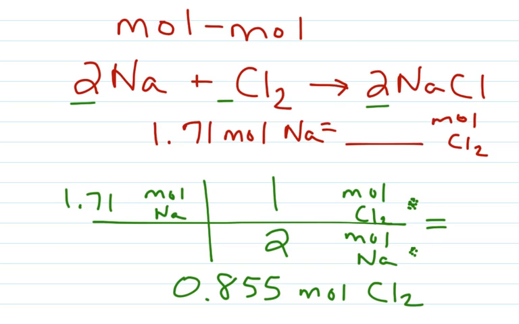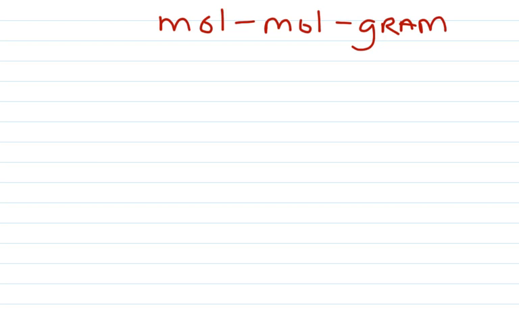Here's the problem. The problem is there is no way in my lab I can actually measure out 0.855 moles of chlorine. I don't have a balance. I don't have a piece of equipment. I don't have a device to measure that out. So what we're going to do today is take that one step farther. The next step is taking these mole-mole problems and making them into what's called mole-mole gram. Because as you know, we can measure grams. We have balances. It makes life easier.